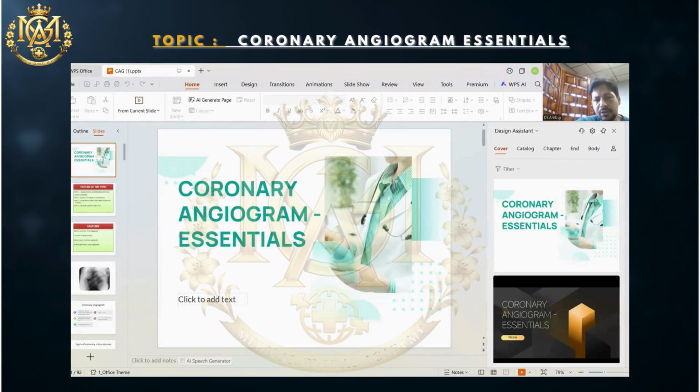Angiogram, and Anders Grüntzig did the first angioplasty in 1968. So this was the first picture of the coronary angiogram, in which the right coronary artery, you can see it, is being cannulated.